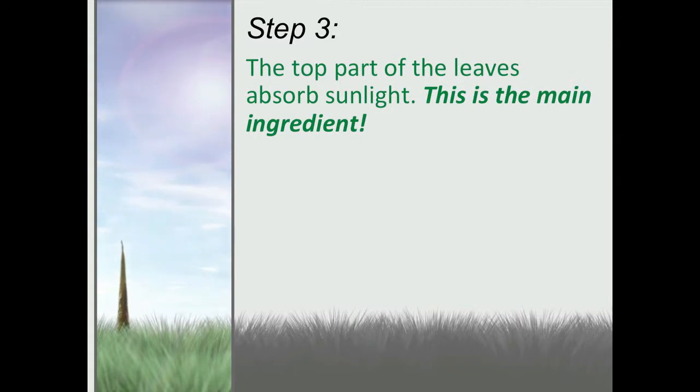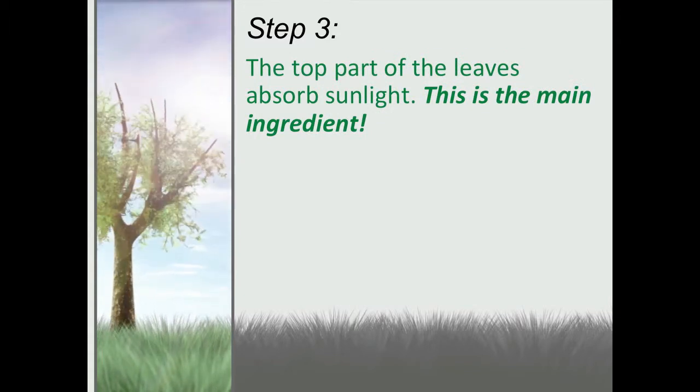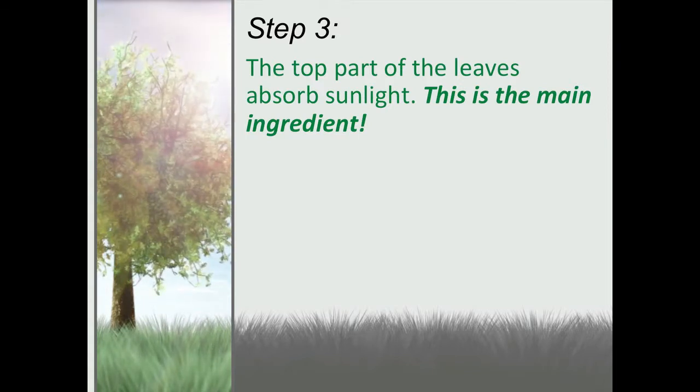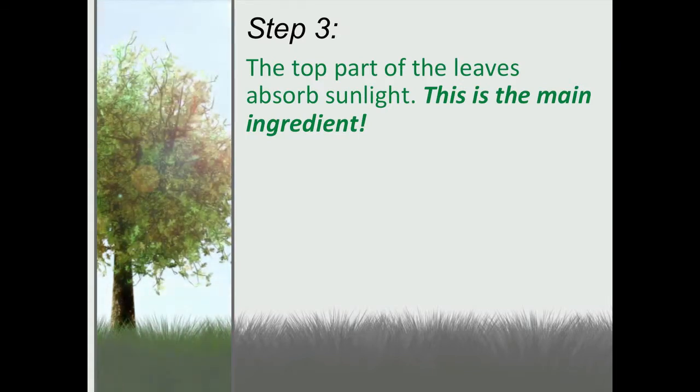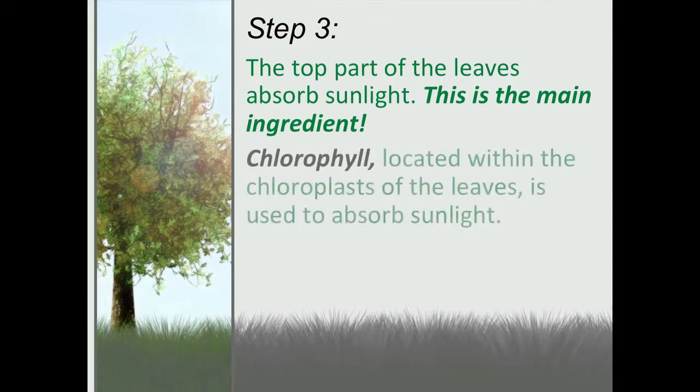Step 3, the top part of the leaves absorbs sunlight. Now this is the main part, and sunlight is the main ingredient. We're acting like we're cooking. We're making food because plants have to make food. So we're talking about ingredients in a recipe for glucose. Step 3, the top part of the leaves absorbs sunlight, and sunlight is the main ingredient.